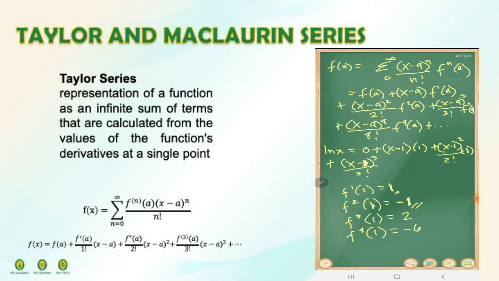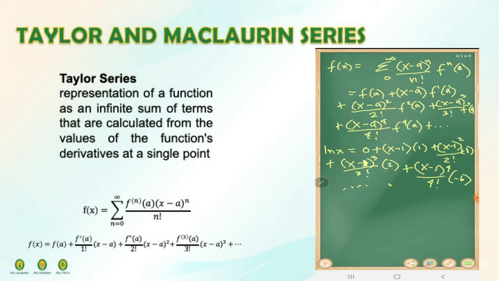What is f triple prime of 1? So this one is multiplied by 2, plus (x minus 1) quantity to the fourth power over 4 factorial multiplied by negative 6. Okay, there you go. So let's try to evaluate all the functions.